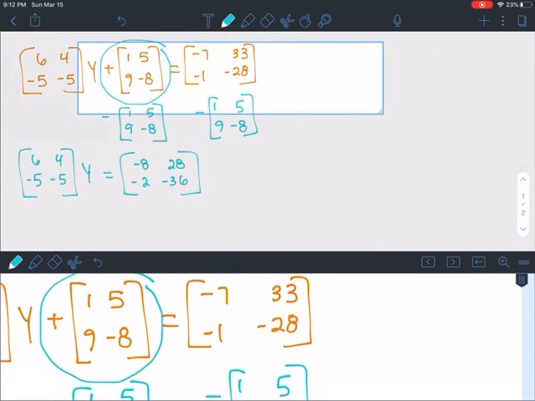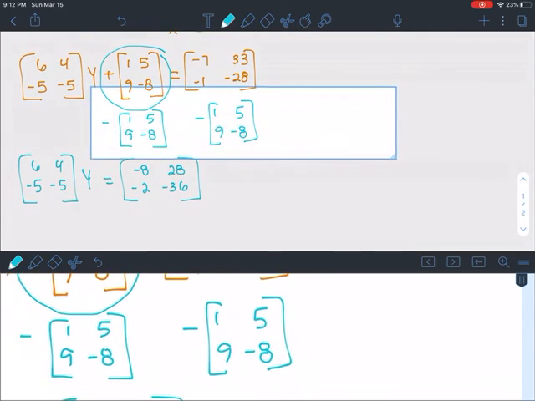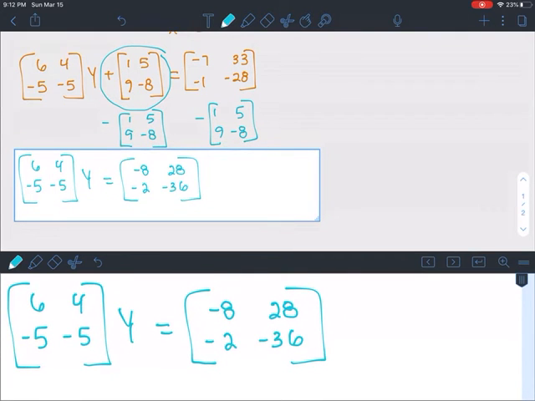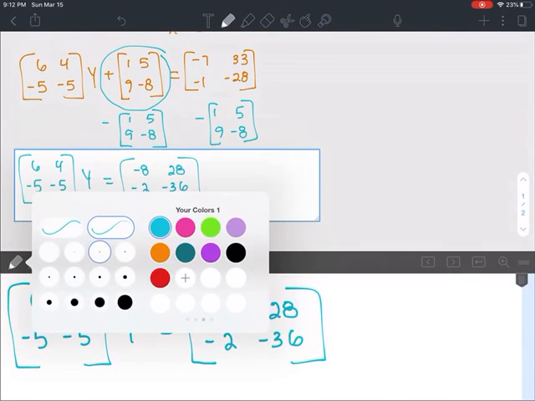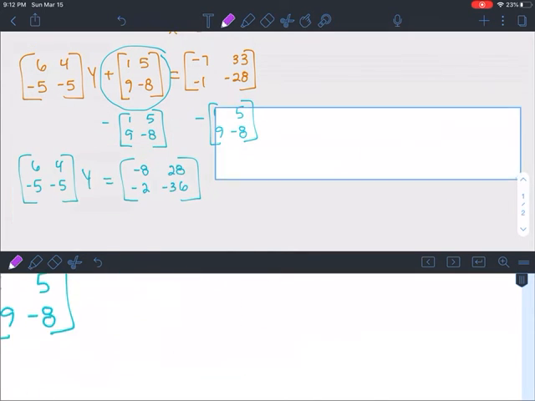So I have this new matrix. It's still a 2 by 2, and I could subtract them because they were both 2 by 2 matrices there in the orange and the blue, which helps me out a bunch. So now I have this lovely thing here, and I need to ask myself, okay, I have a matrix. How do I undo said matrix? What do I need to do to fix this?